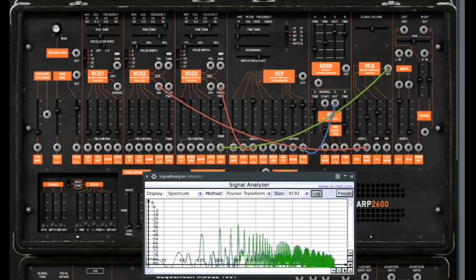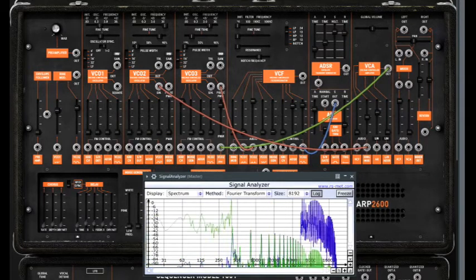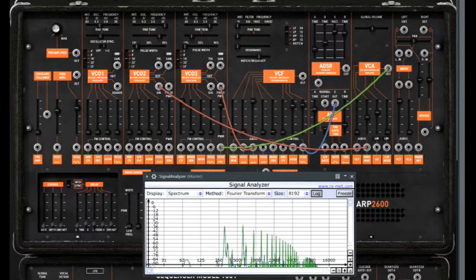What you hear in the background is the sound from patch number 26 in the original ARP 2600 patchbook. It's called Dog Trumpet. I'm going to deconstruct and explain this patch. I'll let you understand how the functional blocks of the synth work together. And I'll show you some interesting variations of this classic patch from the 1970s.